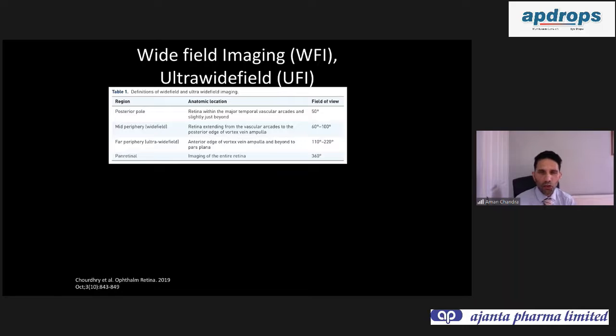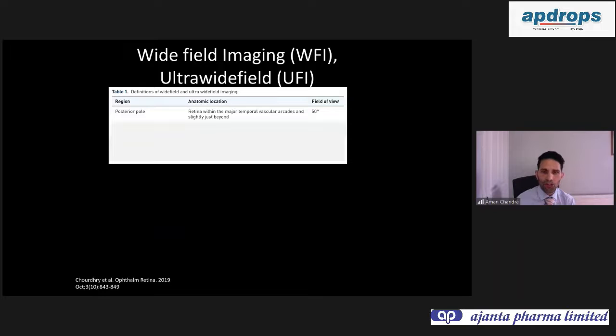Wide field imaging or ultra wide field imaging was defined in 2019 by this paper by Chandra et al. in Ophthalmology Retina. The posterior pole is the normal camera that many of us will have, and this covers just 50 degrees of the retina. This is a picture of the posterior pole in the bottom left. This is the standard camera, which just sees 50 degrees and just outside the arcades.